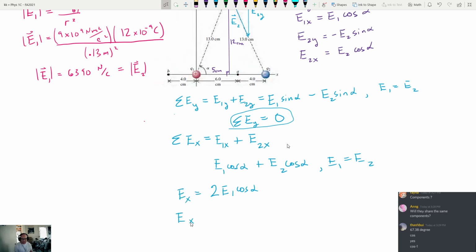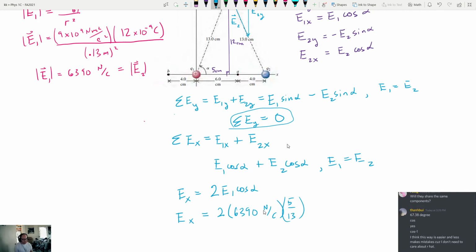So then Ex is going to be equal to 2 times E1, which we calculated up here was 6390. And then we multiply by the cosine of alpha. And cosine of alpha, well, I can tell you right now, the cosine of alpha is 5 over 13. Right?